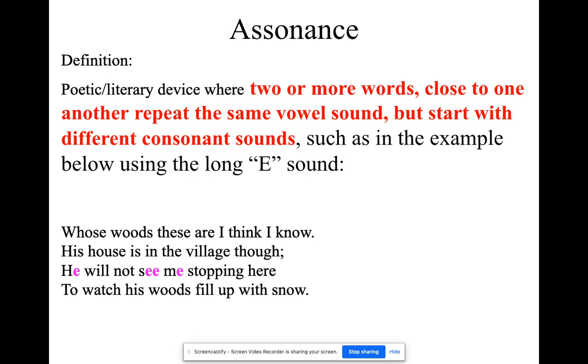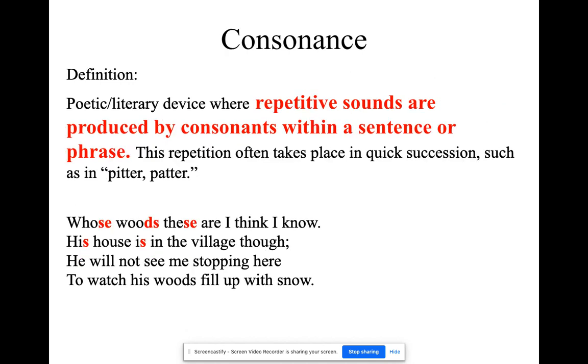Next is assonance. Two or more words close to one another repeat the same vowel sound, but start with different consonant sounds. In the example, you can see that long E sound in that third line: He will not see me. So different consonants start the words, but then they all have that long E sound. That's assonance.